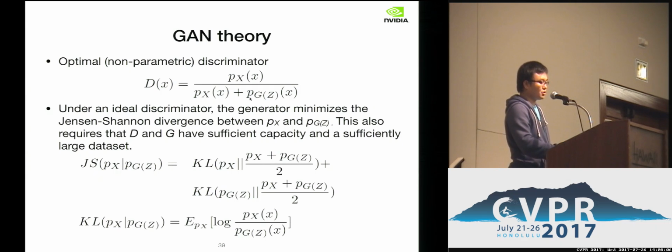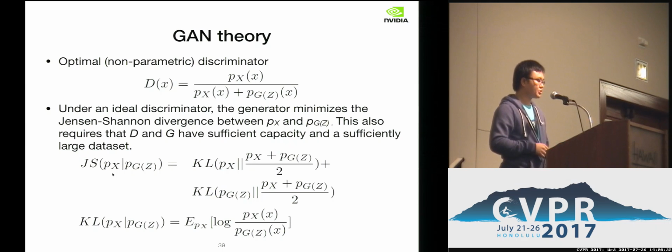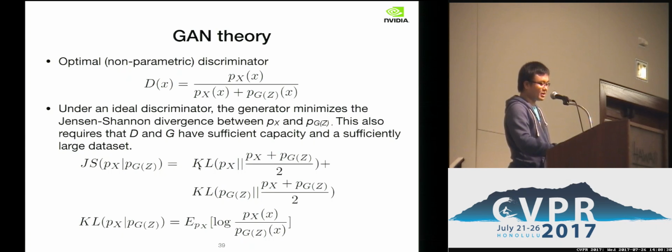To satisfy this, in addition to D having to be an ideal discriminator, it also requires that D and G have sufficient capacity. And you also need a sufficiently large data set. And here's the expression of the Jensen-Shannon divergence. You have P of x, PG of z, and the KL divergence can be expressed as the KL divergence to the mixture plus the KL divergence from the model distribution to the mixture. And the KL is represented as the expectation of this log ratio.